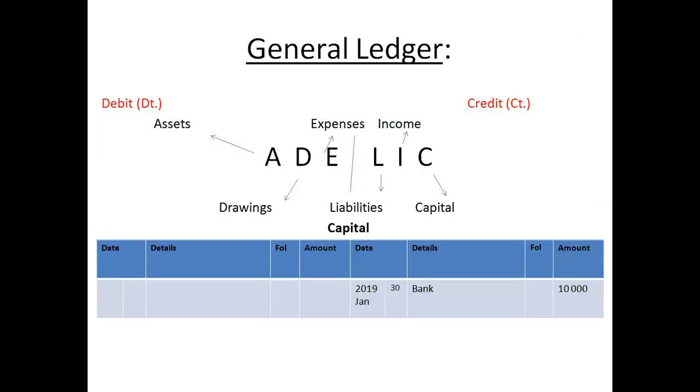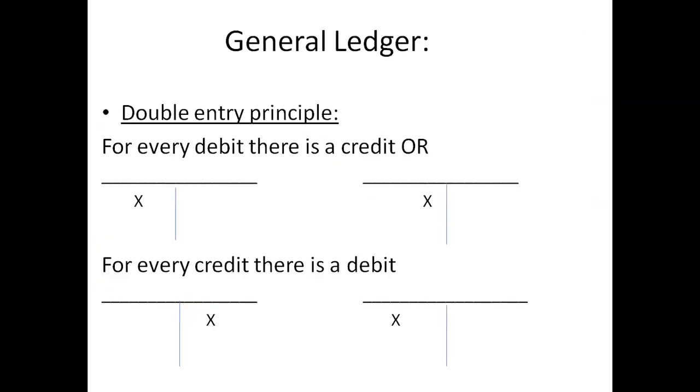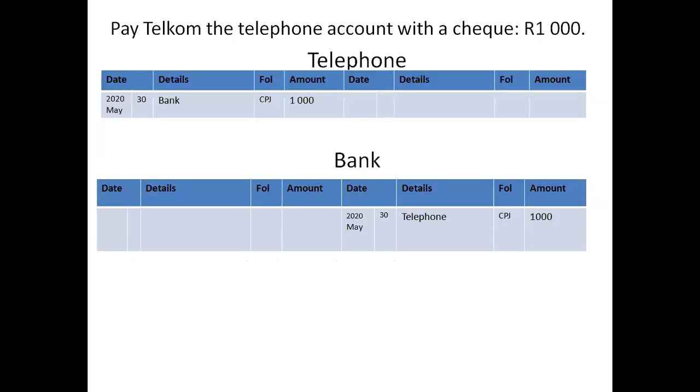Okay, so look at Lady Adalick. On which side of telephone are we going to do the entries? Okay, telephone is an expense, and expenses must be on the debit side. So check there, expense, and expenses must be on the debit side. So there you will see the entries on the debit side of the telephone account. I've put a date in, again 30 May 2020. With details, I've put now the friend's name in there, and that is bank.